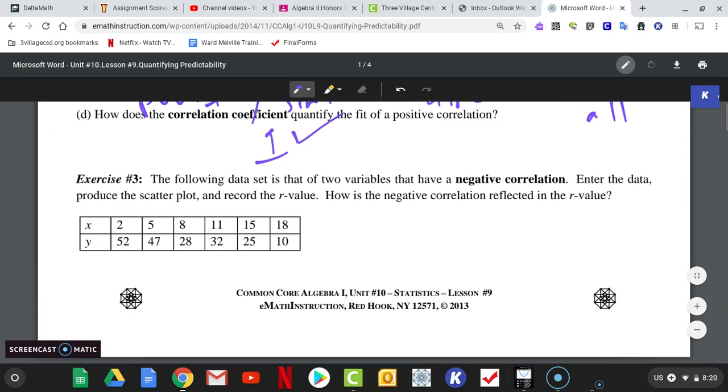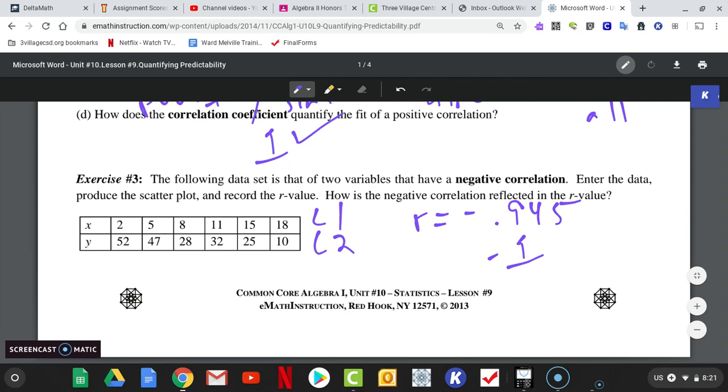All right, exercise 3. The following data set is that of two variables that have a negative correlation. Enter the data, produce the scatter plot, and record the R value. How is the negative correlation reflected in the R value? Well, enter these numbers into a list, pause the video. This is your L1, this is your L2. Get the linear equation up, and then look at the correlation coefficient. You should get R is equal to negative 0.945.